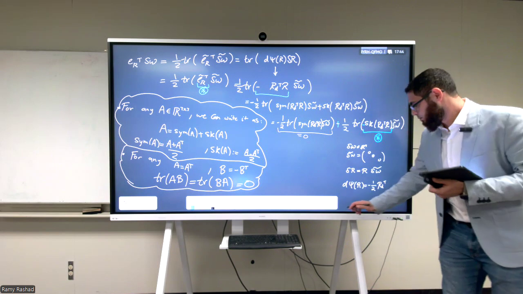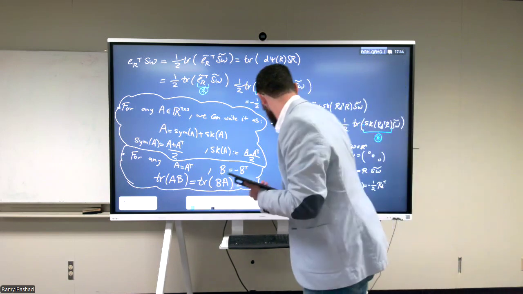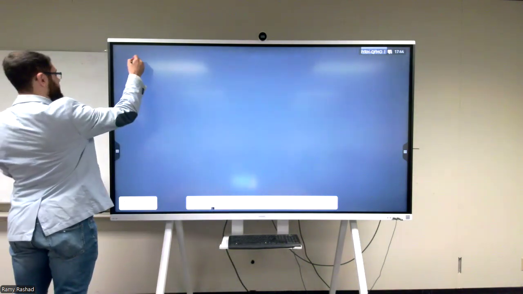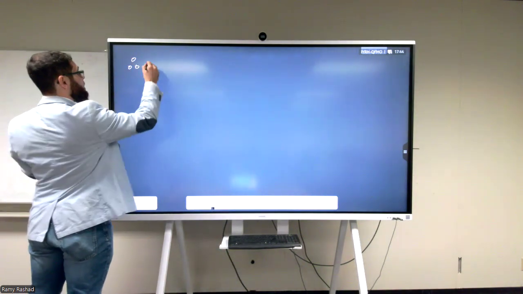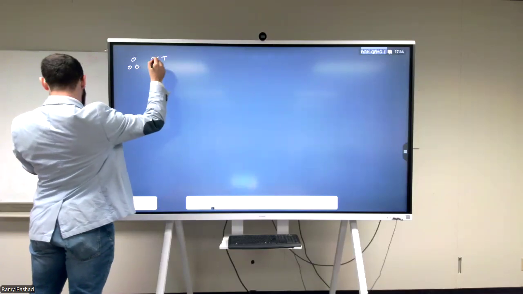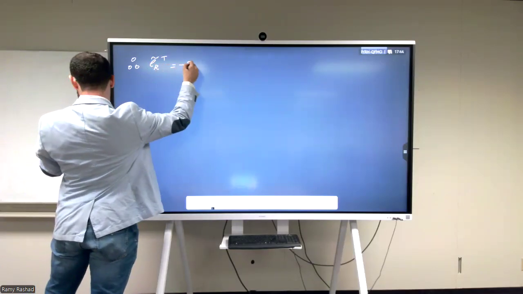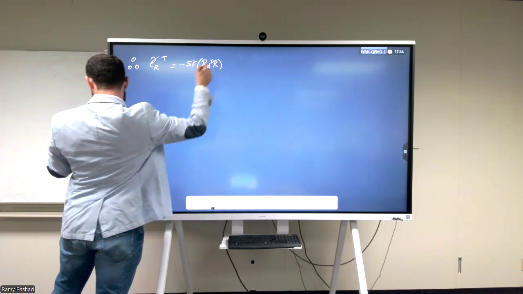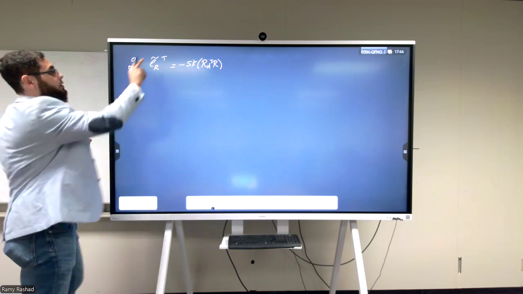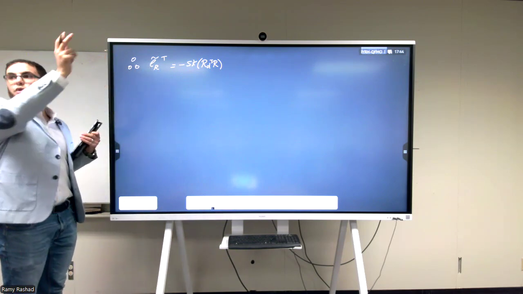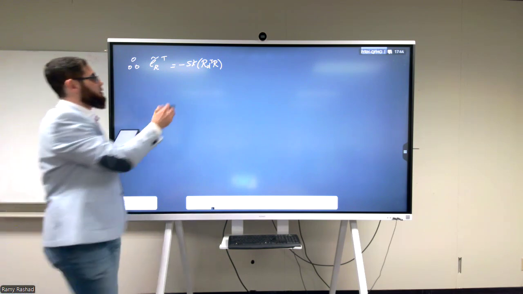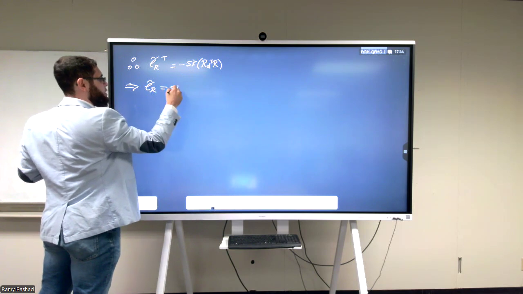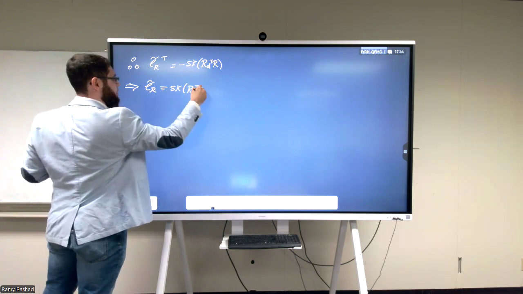So in conclusion, let me write the conclusion here. Therefore, we have that ER tilde transpose is equal to minus the skew symmetric part of RD transpose R. And we know that the transpose of a skew symmetric matrix is equal to its negative. So this implies that ER tilde is equal to the skew symmetric part of RD transpose R.